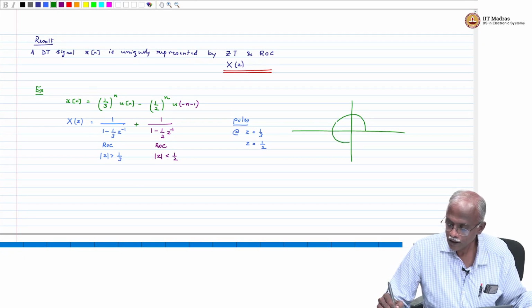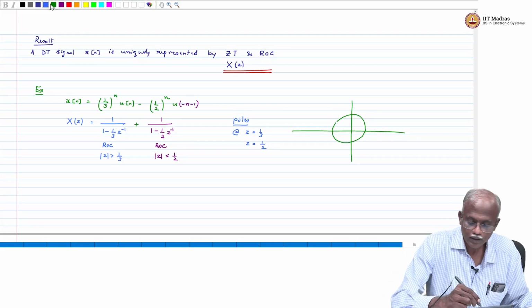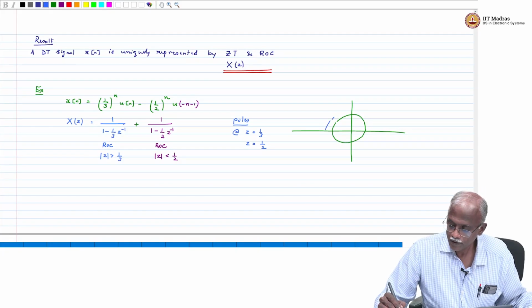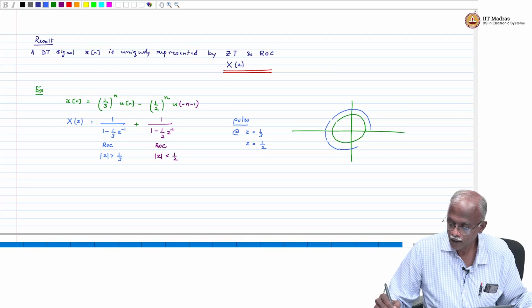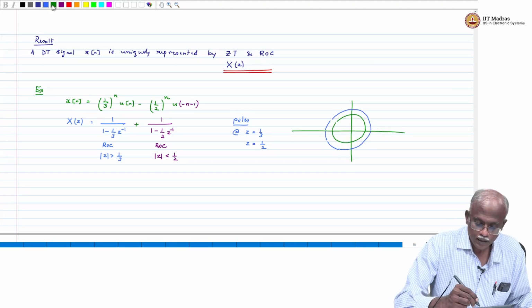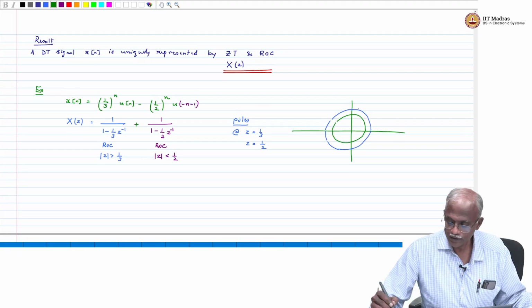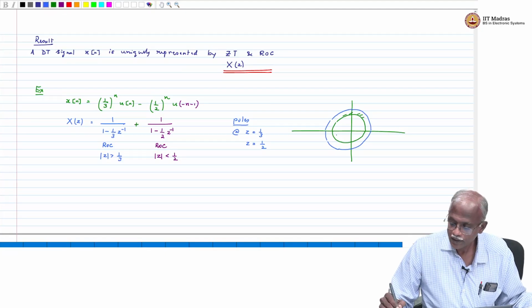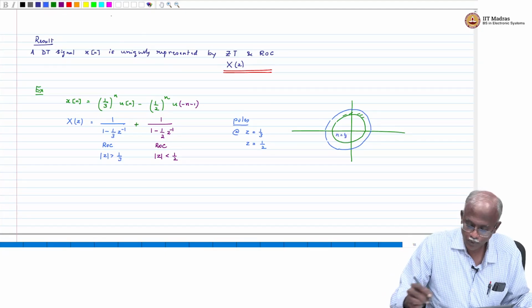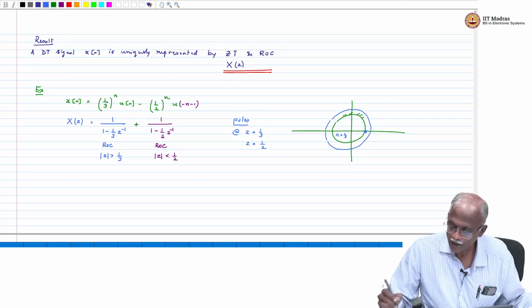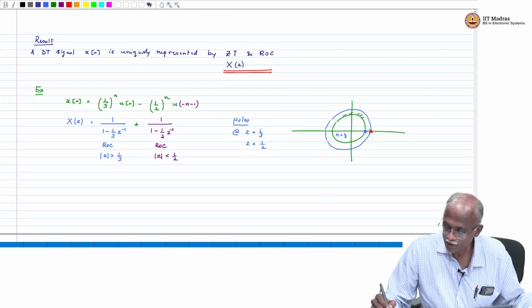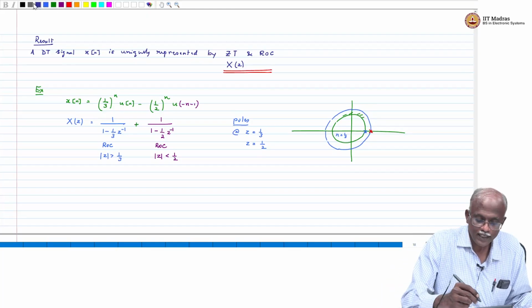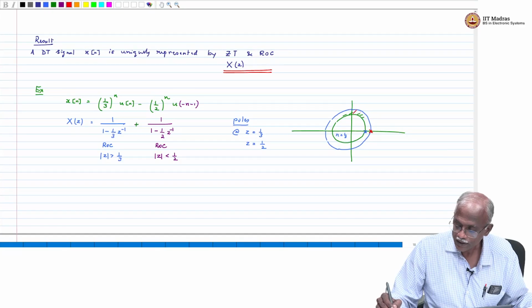So this is a circle with radius 1/3 and a circle with radius 1/2. The first term says mod z greater than 1/3, so it will be to the outside of the circle with r equal to 1/3. There is a pole sitting at 1/3 and another pole sitting at 1/2. So what we find as the region of convergence is the one in between these two circles, but not touching either of those two circles.